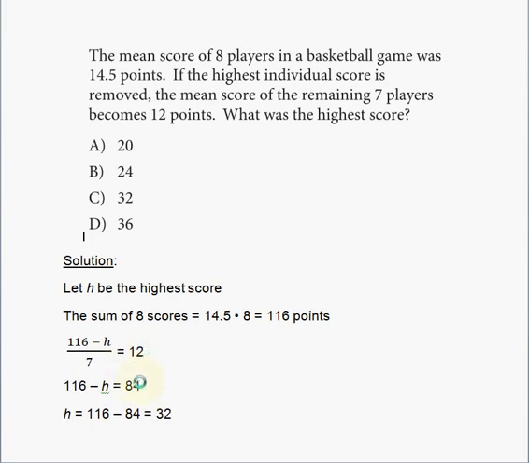And then it becomes even easier, right? Because you add h on both sides, you get a positive h on one side of the equation, and then you subtract 84 from the other side. So you have 116 minus 84 is the value of h, and that equals 32. Answer choice C. Okay?